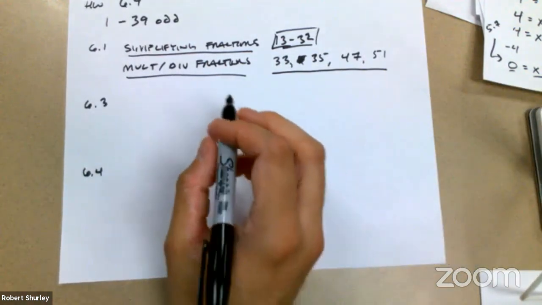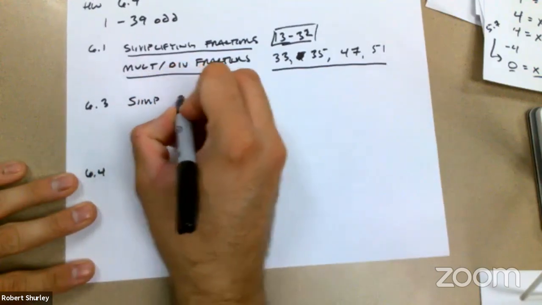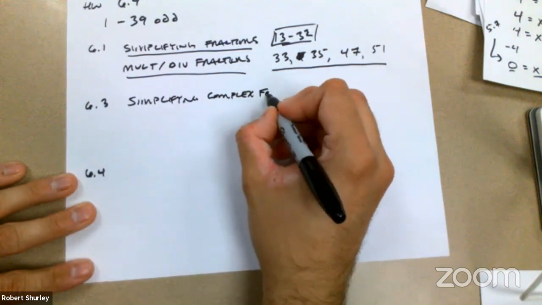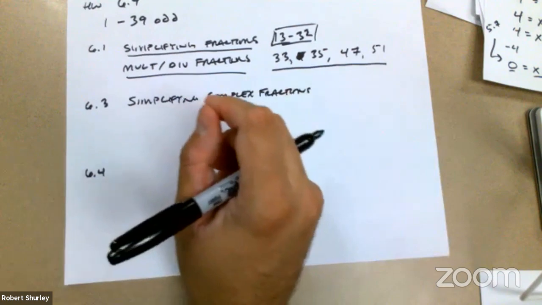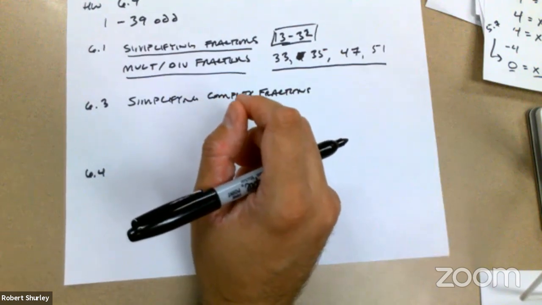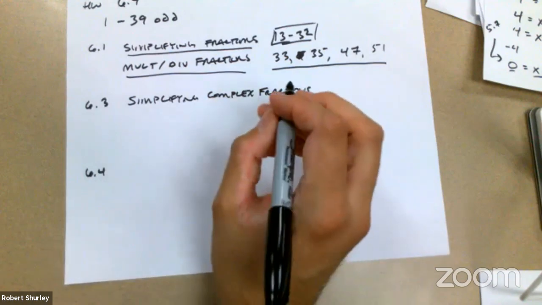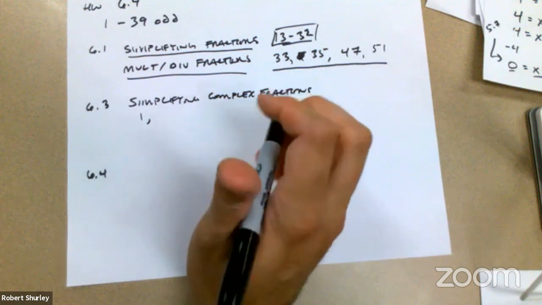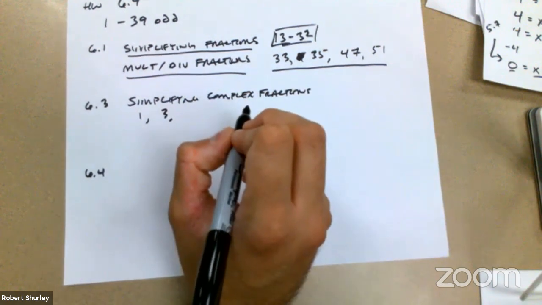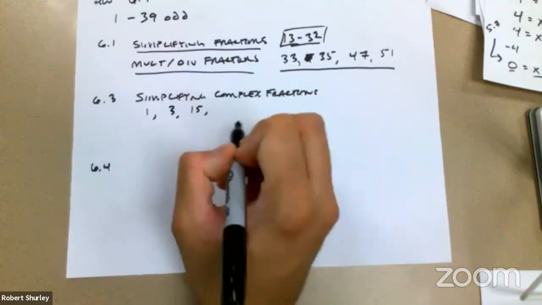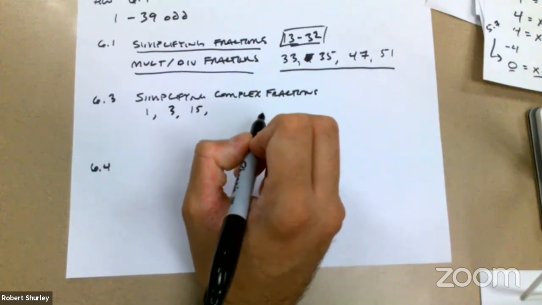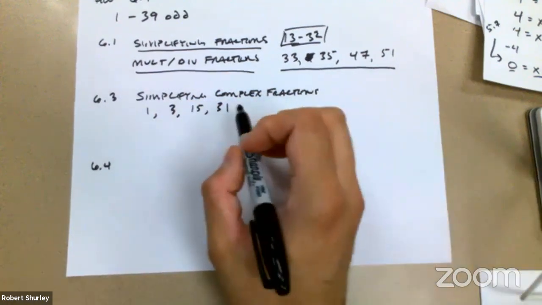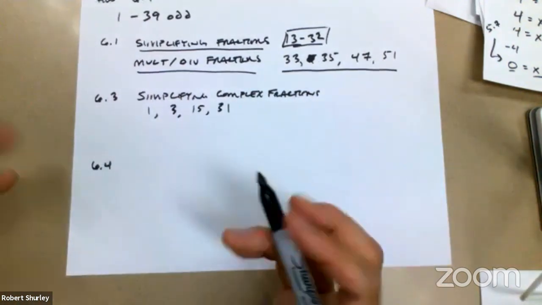And then in 6.3, we went over simplifying the complex fraction. I would look at really number 1 in the homework. Look at 3 as well, one with numbers. And then 15, and then 31, which is a little more complex. So 1, 3, 15, 31 are a good overview type of question.